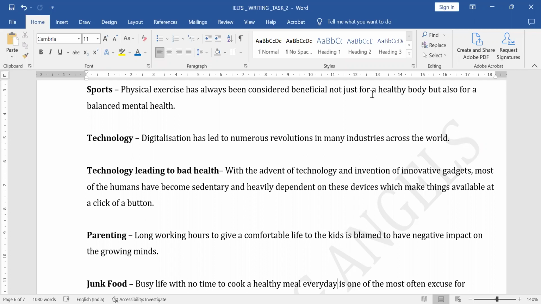Then Ashwini, can you read technology leading to bad health? Technology leading to bad health. With the advent of technology and invention of innovative gadgets, most of the humans have become sedentary and heavily dependent on these devices, which make things available at a click of a button. Yes. Which device could you think of when she read this? Everybody must have thought of different devices, but I'm just asking.